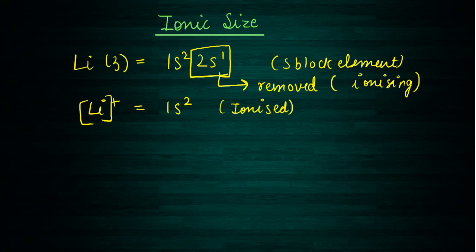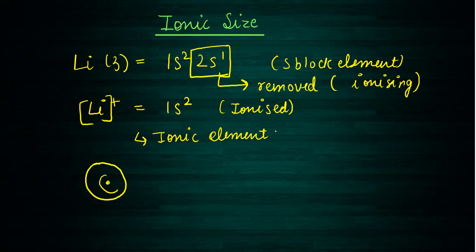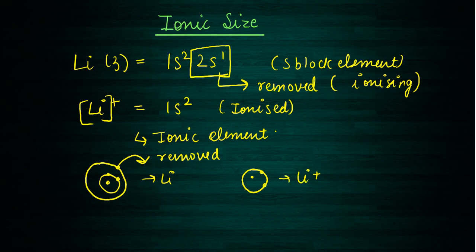And if the electron is removed, it becomes an ion. This is what an ion is. Before, let us suppose these 2 electrons lay here and 1 electron lay here. The size of lithium was large. But as the electron is removed, the last shell does not exist. So lithium's size comes out to be this only, because this is lithium positive.